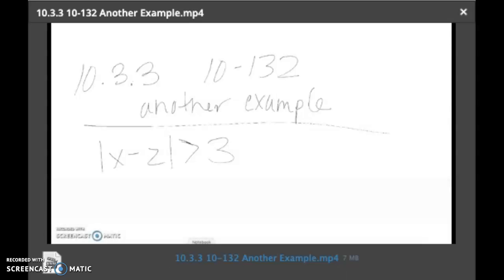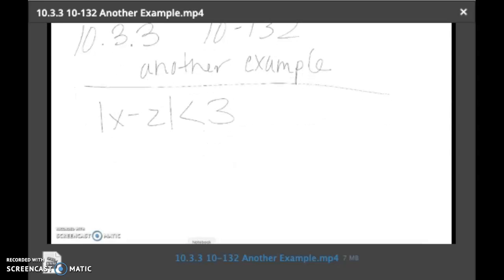This is lesson 10.3.3, and this is just another example for problem 10.132. So if you remember from the last video, this is the problem, the inequality that we solved. Now I just want to show you something else. If instead of this greater than sign being here, let's pretend that's now a less than sign, and let's see how that looks different from the last example that we did.